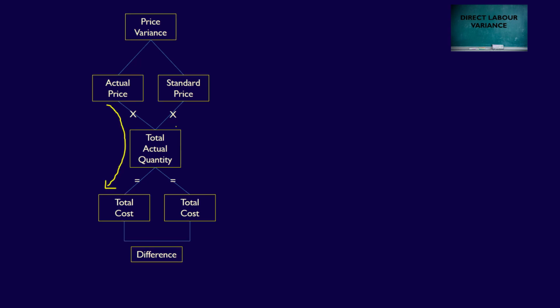On the left side of the flowchart, we take the actual price per hour of direct labor, which is often called the actual rate, multiplied by the actual total quantity of direct labor hours to determine the total cost based on the actual price paid to labor. On the right side, we take the standard price per direct labor hour, often called the standard rate, multiplied by the actual total quantity of direct labor hours to determine the total cost based on the standard price per hour. The difference between these two totals? It's going to be equal to the total price variance for direct labor.